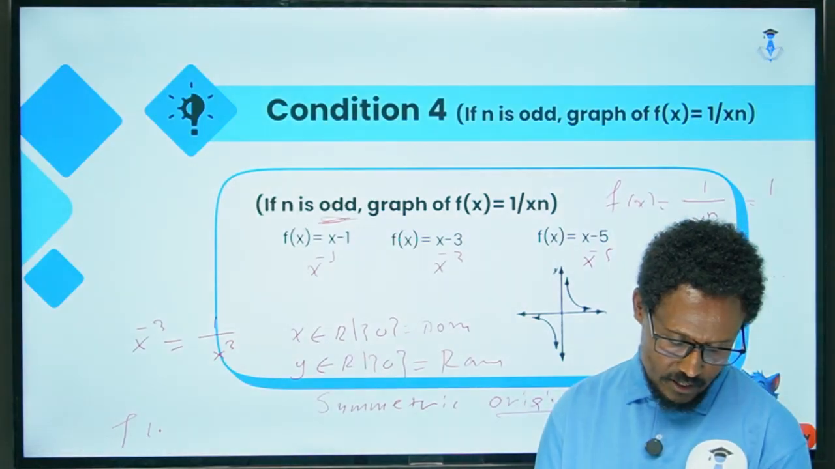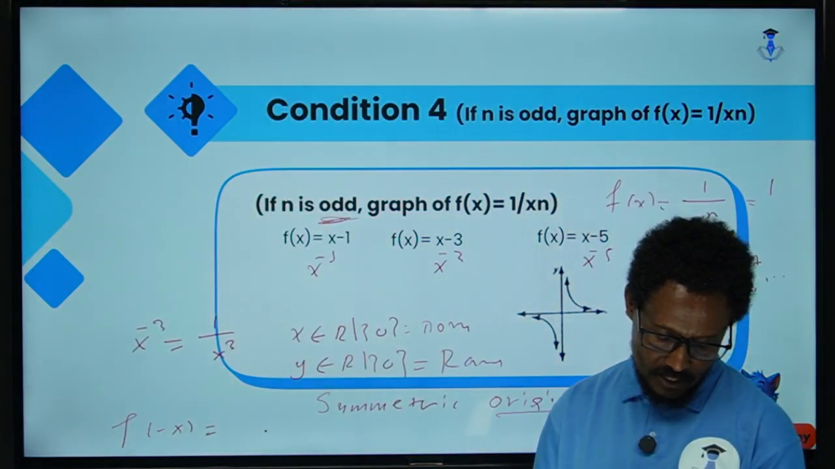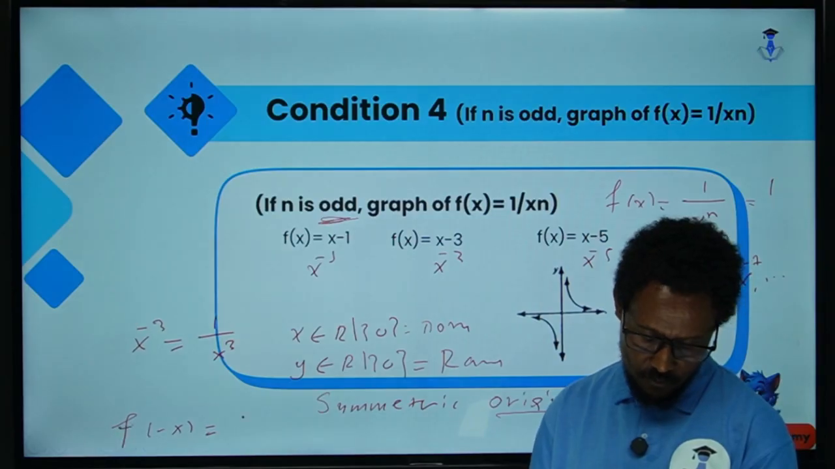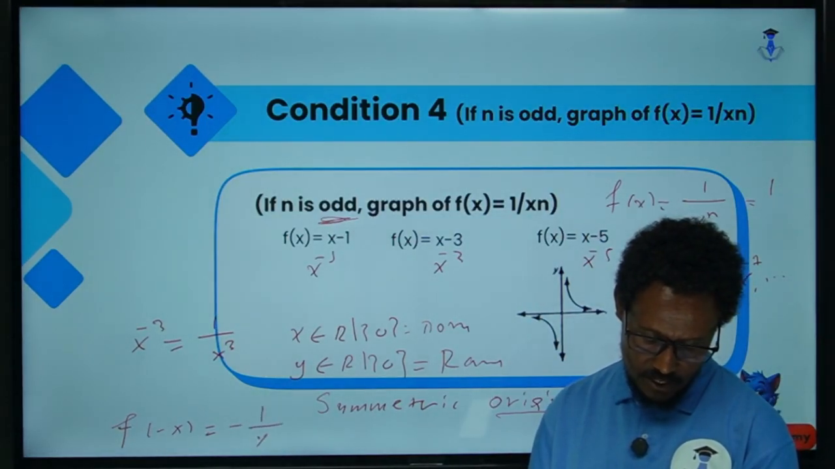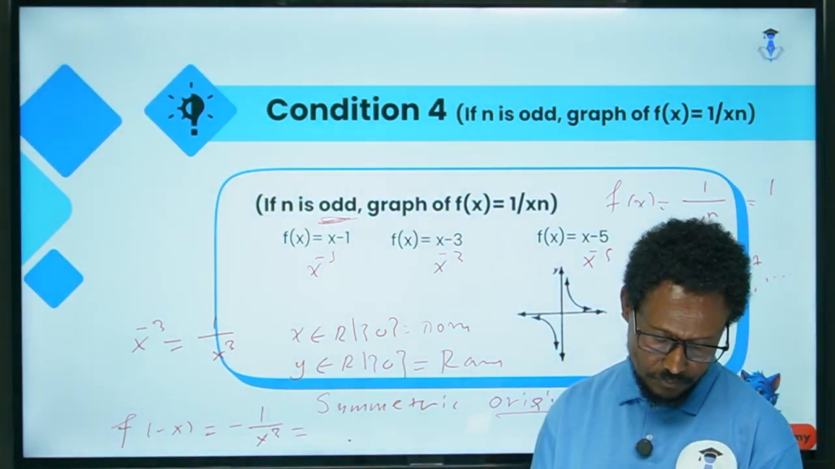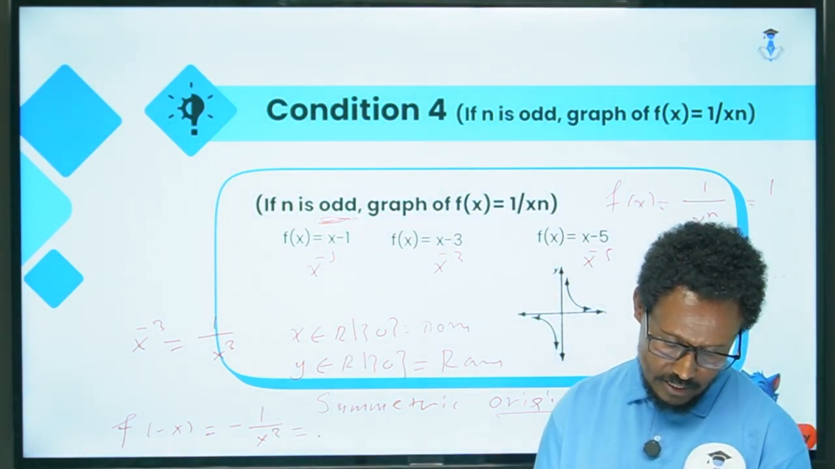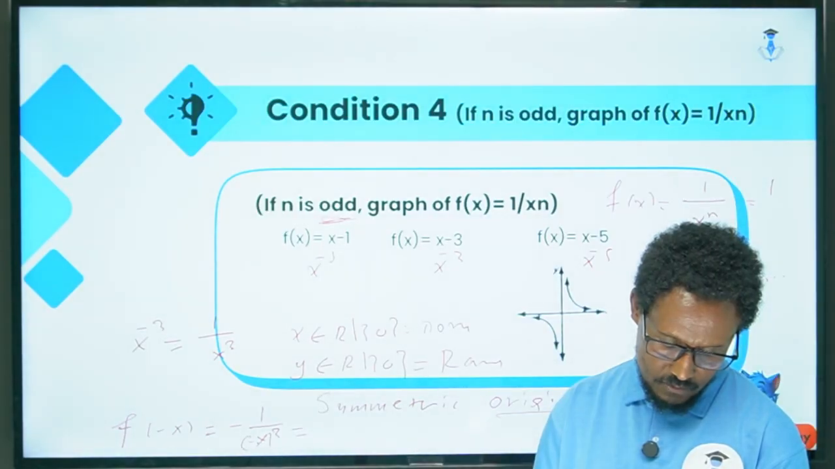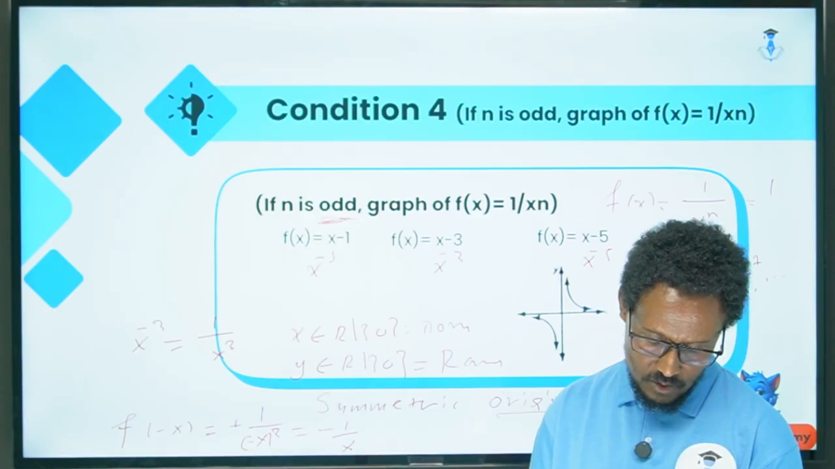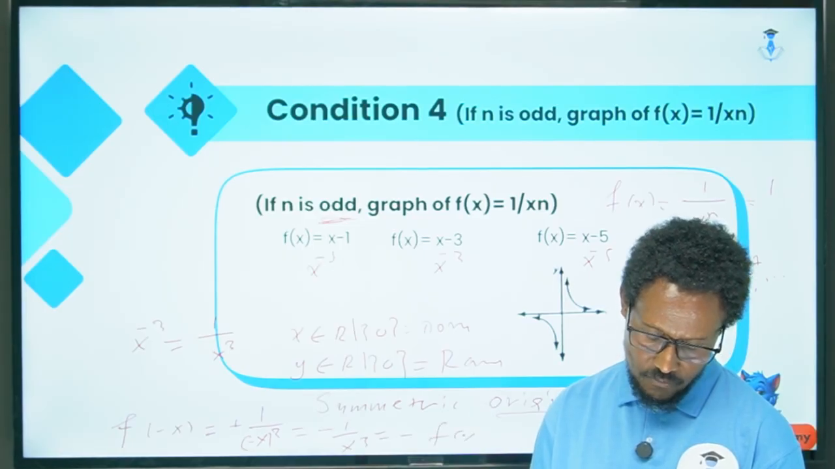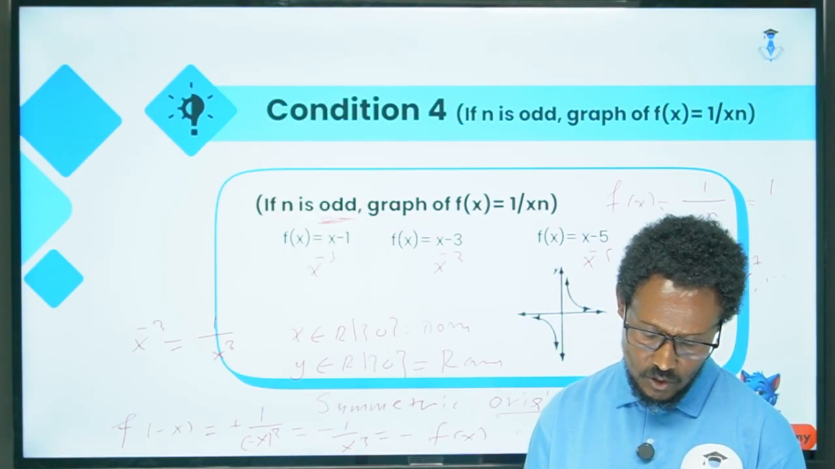f of minus x is equal to minus 1 over x cubed, which is equal to minus of f of x. Therefore, it is odd.